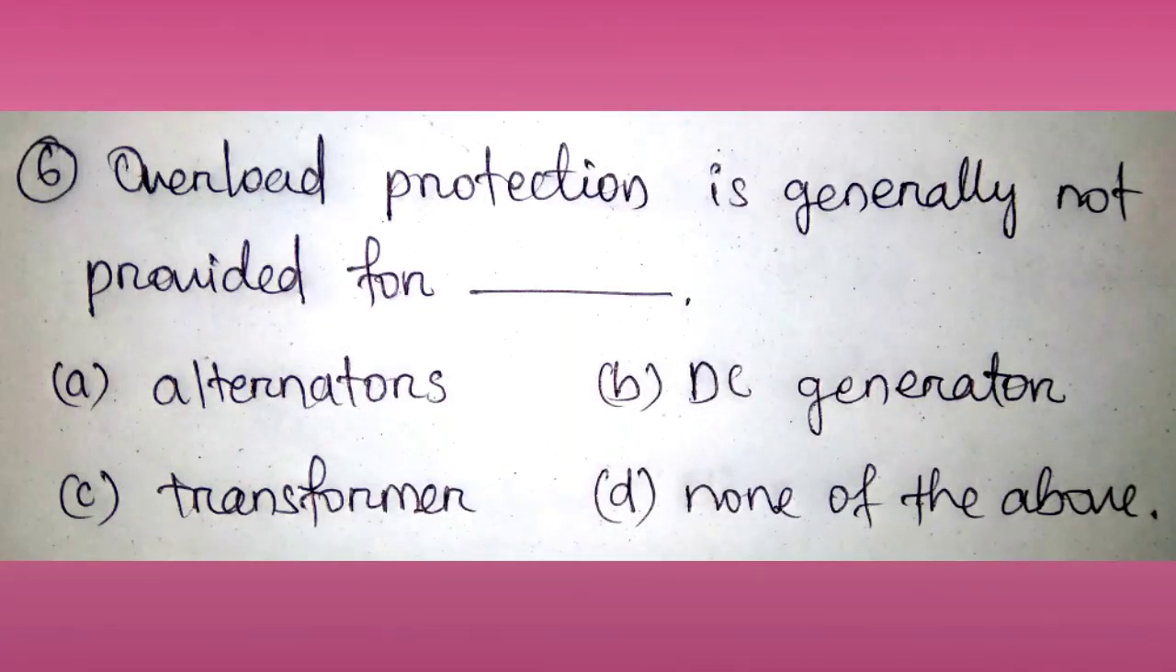Question number 6. Overload protection is generally not provided for dash. Option A alternators, option B DC generator, option C transformer and option D none of the above. The overload protection is generally not provided for alternators. Here the correct answer is option A, alternators.